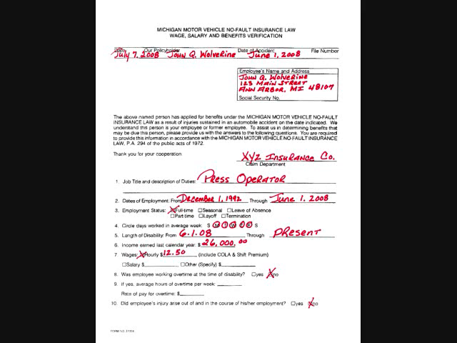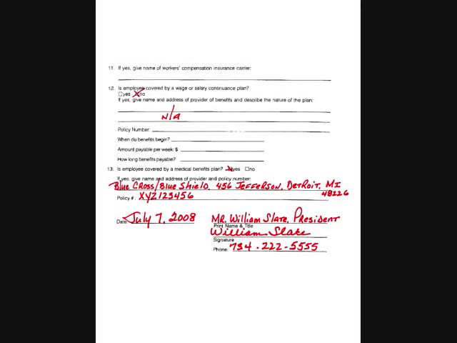If you were injured while in the course of your employment, your employer should indicate the name of the workers' compensation insurance carrier in Section 11. In Section 12, your employer should indicate whether or not you were covered by a wage or salary continuance plan, which is essentially the same thing as a disability insurance policy. If you were covered under such a plan or such a policy, that information should be included in Section 12.